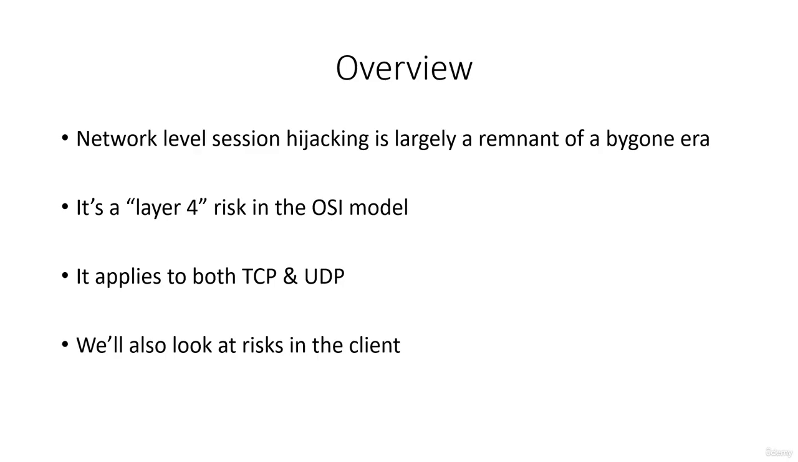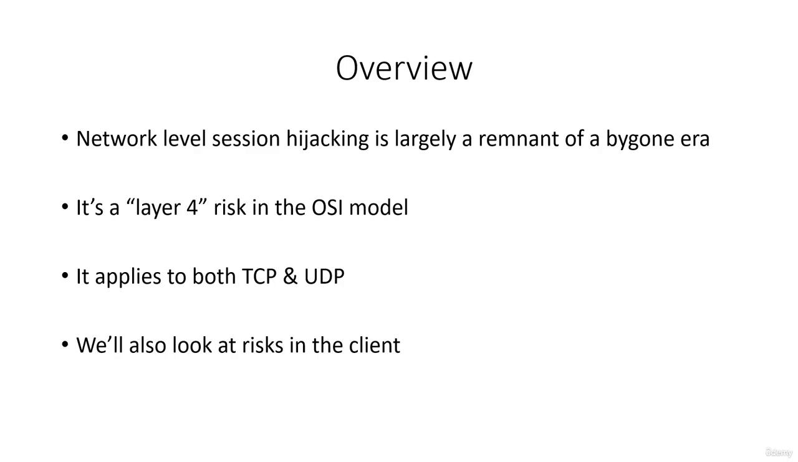Now when we talk about network level session hijacking, we are talking about layer 4 of the OSI model, the transport layer. So far we have only been looking at layer 7, which is up at the application layer. We are going to get lower down in the stack, and as we progress you will see a different level of detail to what we have seen before. We are going to be looking at the packet level on the network.